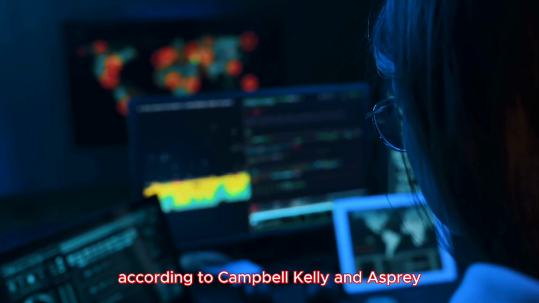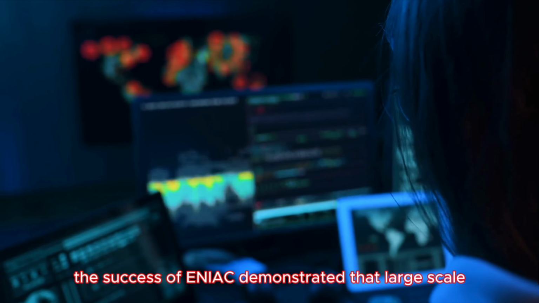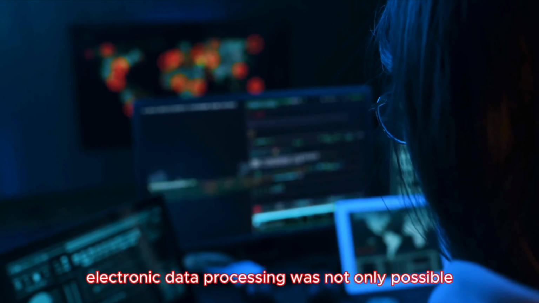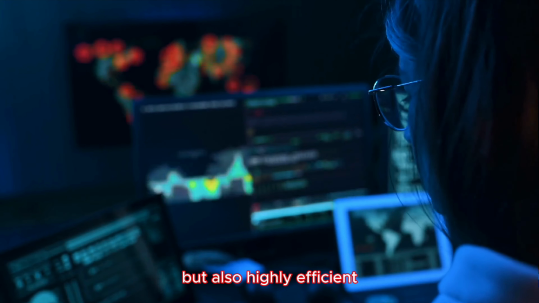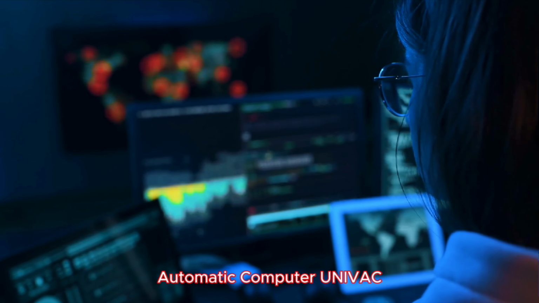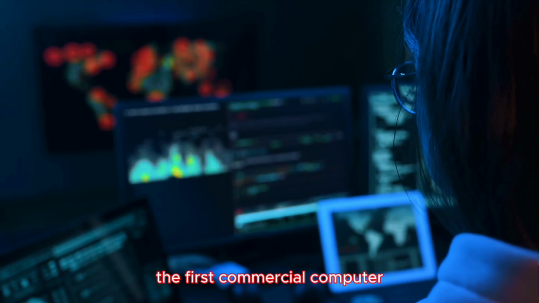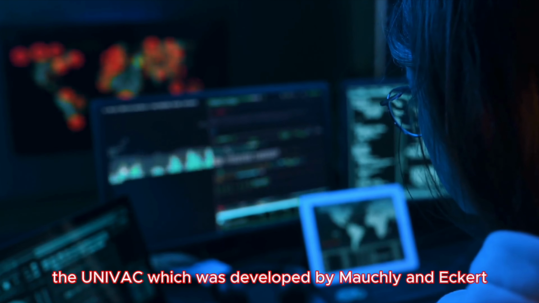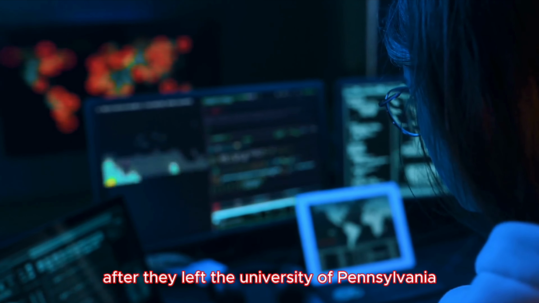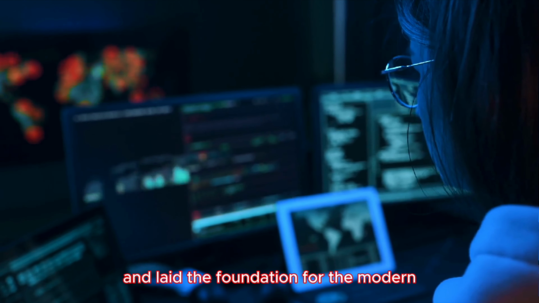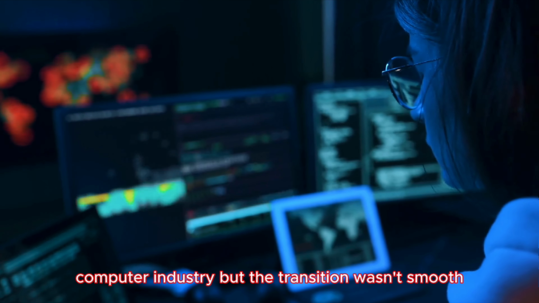According to Campbell Kelly and Asprey, the success of ENIAC demonstrated that large-scale electronic data processing was not only possible but also highly efficient. This realization led to the development of the Universal Automatic Computer, UNIVAC, the first commercial computer designed specifically for businesses. The UNIVAC, which was developed by Mauchly and Eckert after they left the University of Pennsylvania, became a commercial success and laid the foundation for the modern computer industry.